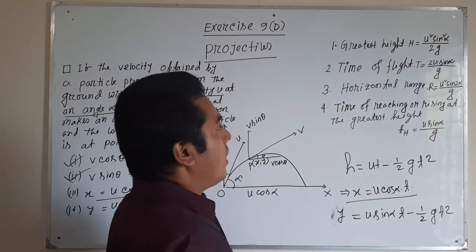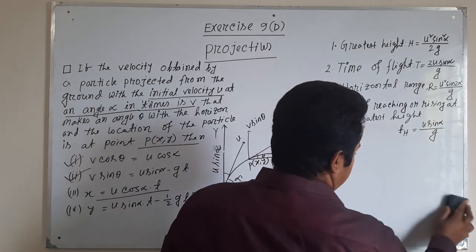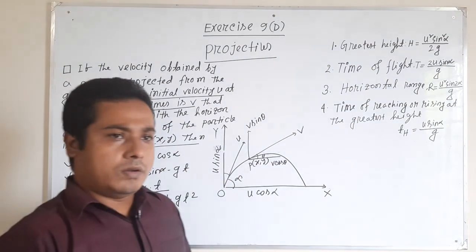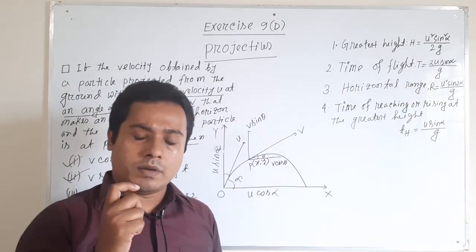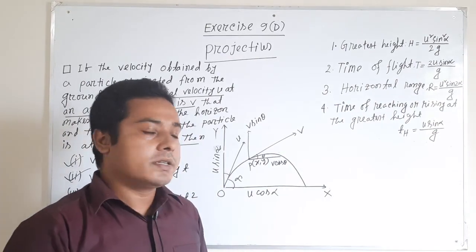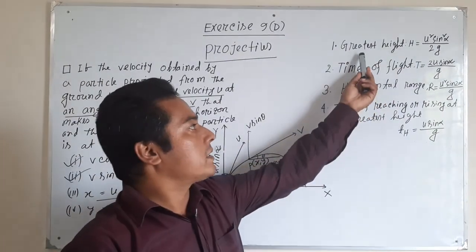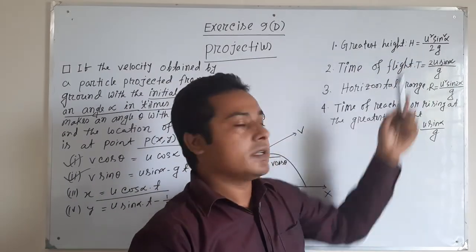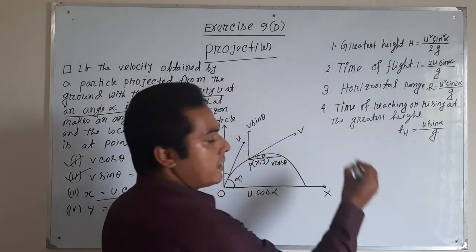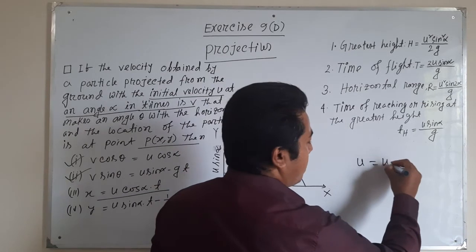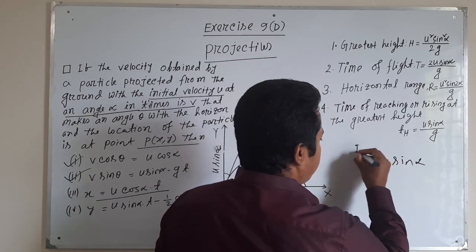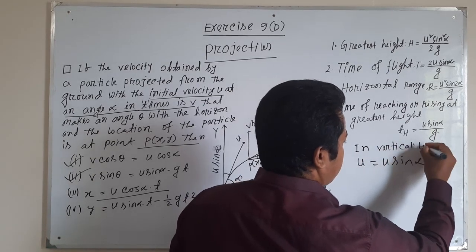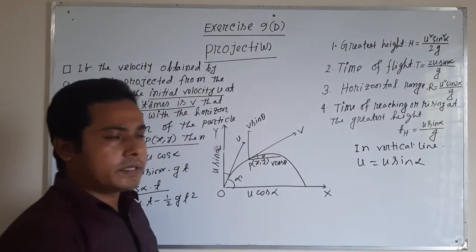Okay, now already in exercise 9C, you know what will be the greatest height if the particle is thrown vertically upward: you will get the greatest height u square divided by 2g. Now u will be u sin alpha, then the formula will be this. Okay, and because in the vertical line u is equal to u sin alpha.